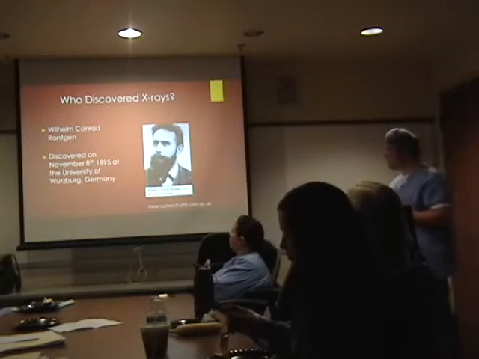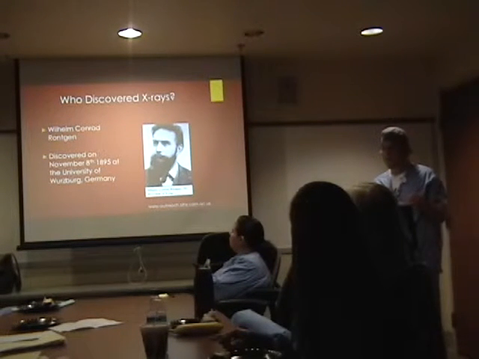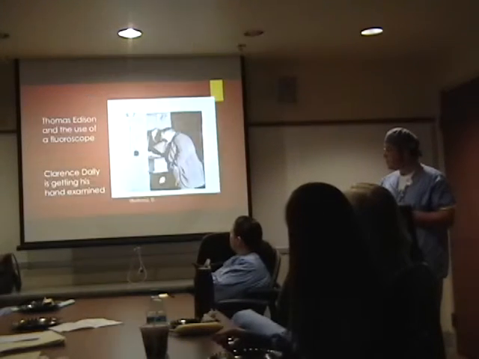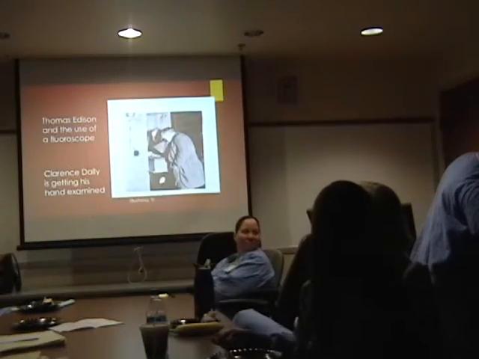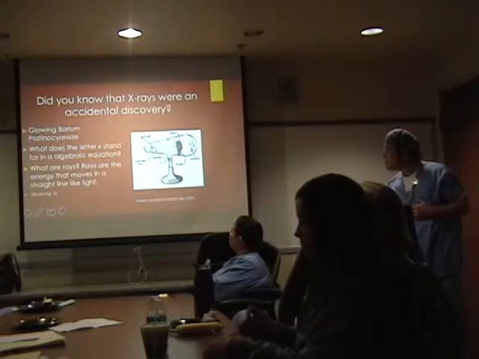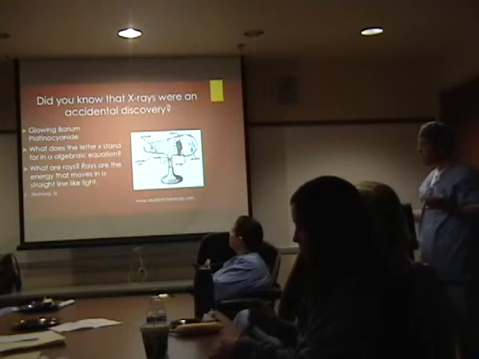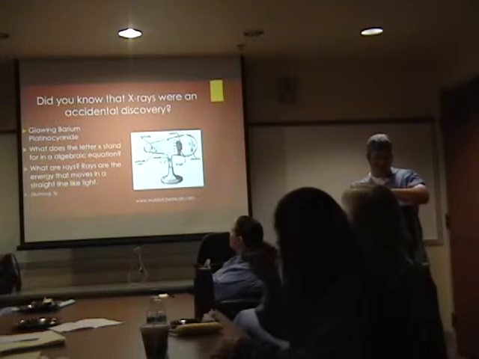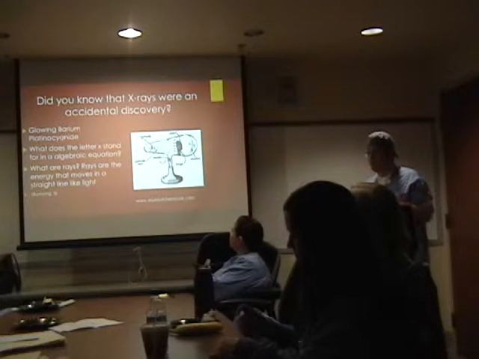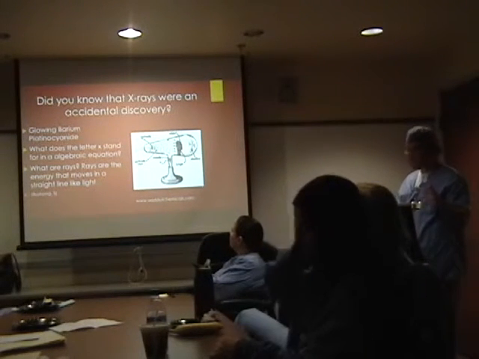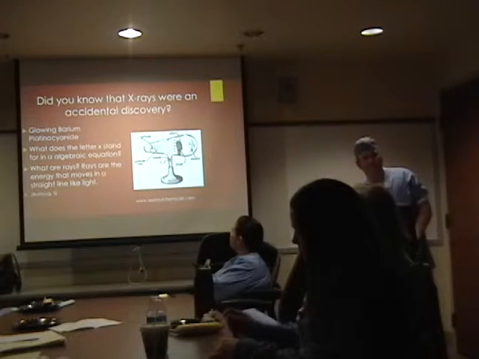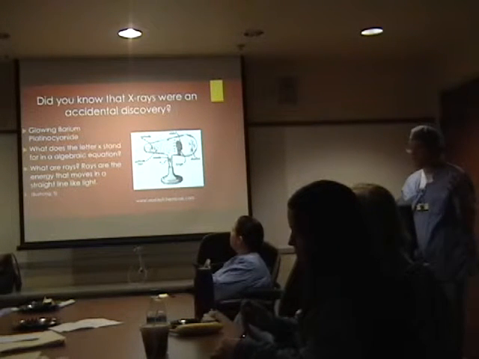So here he is, Wilhelm Rontgen. He's the one who discovered x-rays all the way back in 1895 in Germany. It was an accident. One day he's working in his lab, and it's almost supper time. He's like, just one more experiment, the wife's got supper on the table. And all of a sudden he noticed something glowing in the distance when he energized the tube. He's like, hey, that's pretty neat. So again, this was an accidental discovery.